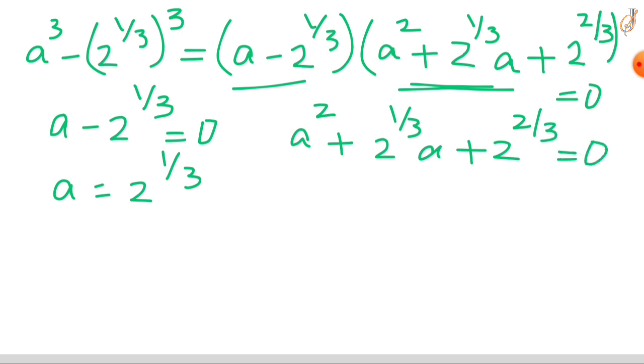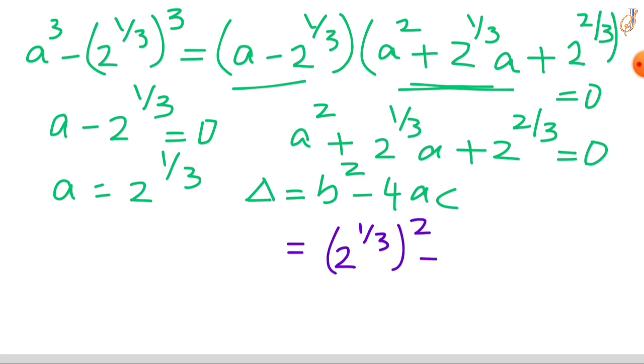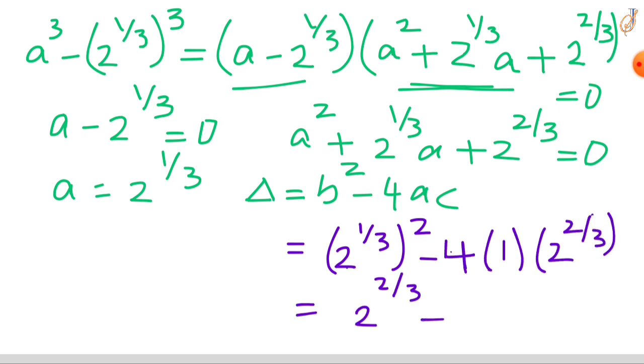To use the formula, before that we are going to find the discriminant and see whether the roots are real or not. The discriminant delta equals b square minus 4ac. The b value is 2 power 1 by 3, so 2 power 1 by 3 whole square, minus 4 times a value 1, and c value 2 power 2 by 3. Here 2 power 2 by 3 and 4 times 2 power 2 by 3, take it as common. You are left with only 1 minus 4, the value is minus 3.